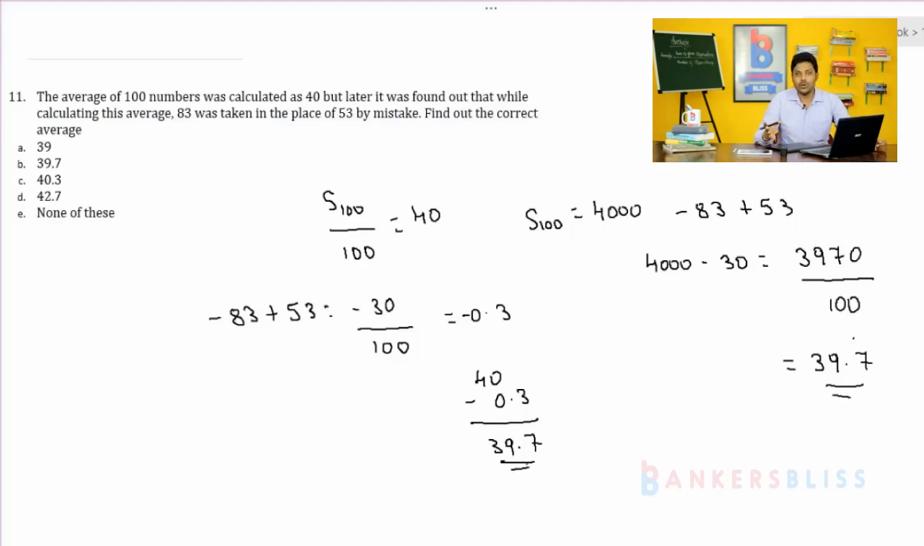Orally you can solve the problem. Hardly you may require 5 to 8 seconds to solve this problem. So let us go to the next problem, problem number 12.